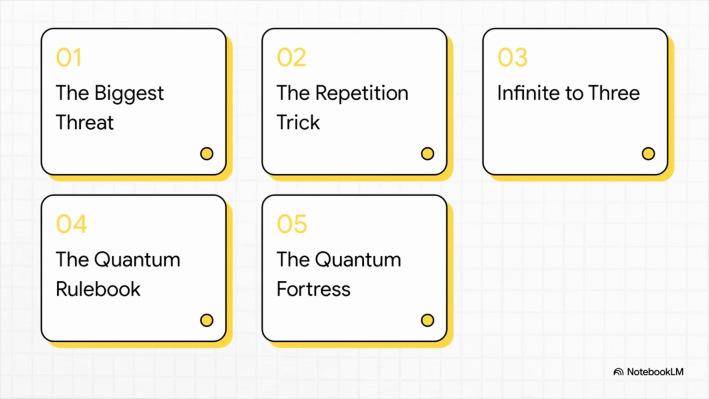So here's the game plan for this video. We're going to really understand this threat. Then we'll look at a simple trick from the computers we use every day. After that, we'll see the wild quantum leap that makes fixing these errors even possible. Then we'll finally get into the actual rulebook scientists use. And finally, we'll see how they're using it to build the ultimate quantum fortress.